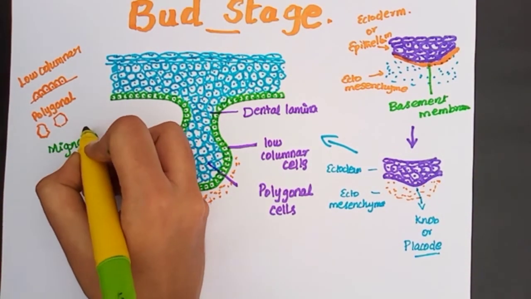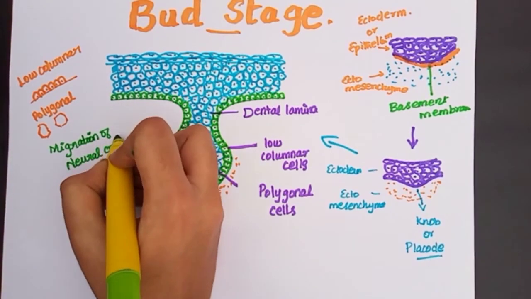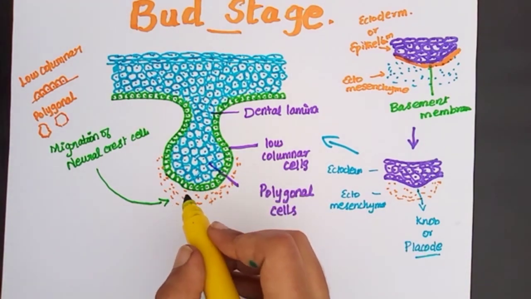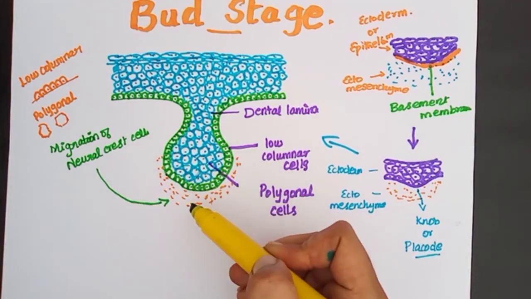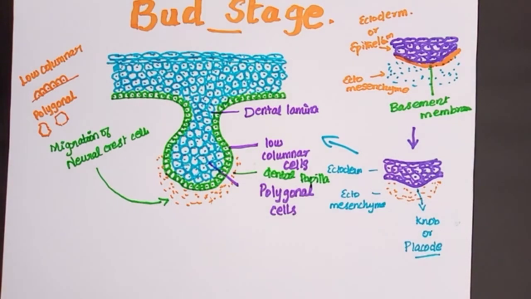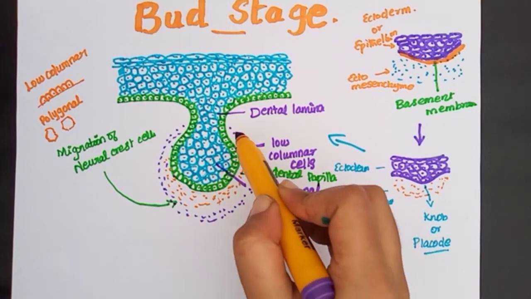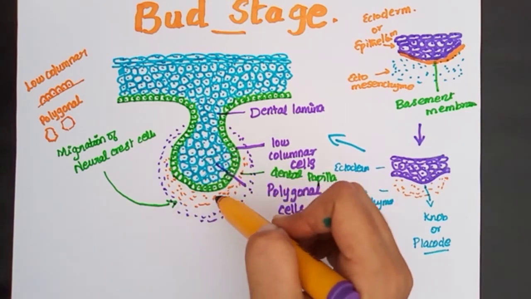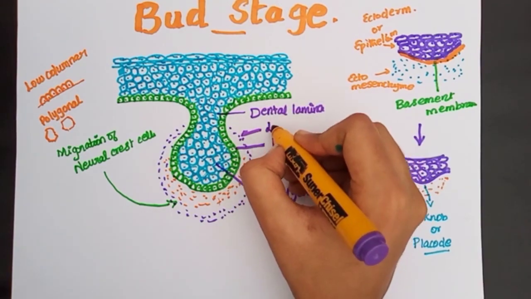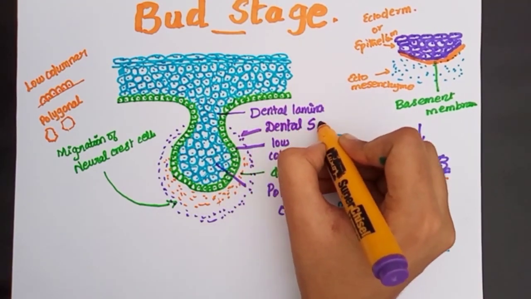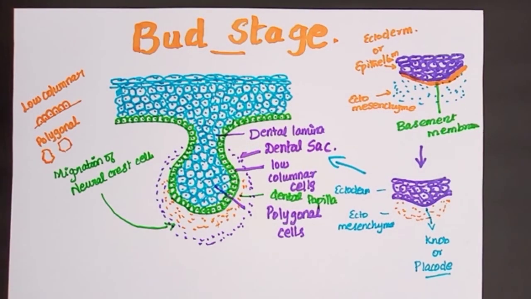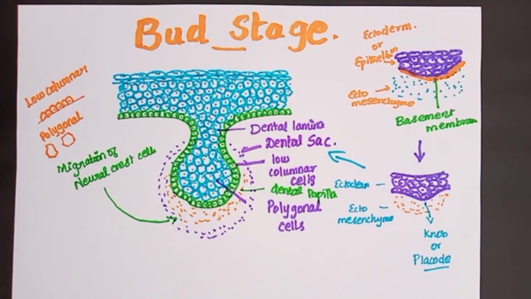Due to the increased mitotic activity and the migration of neural crest cells into the area of ectomesenchyme, the cells surrounding the tooth bud condenses, that is, they become dense, and this condensation is called dental papilla. The condensed ectomesenchyme that surrounds the tooth bud and the dental papilla is called dental sac or dental follicle. Both the dental papilla and the dental sac becomes more defined as the enamel organ grows into cap and bell stages.